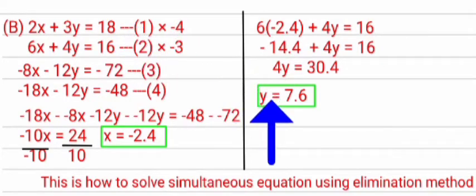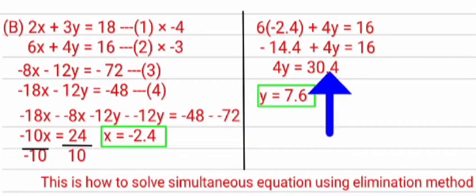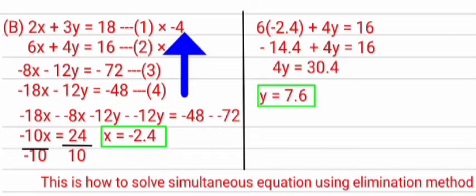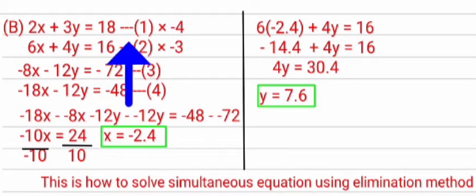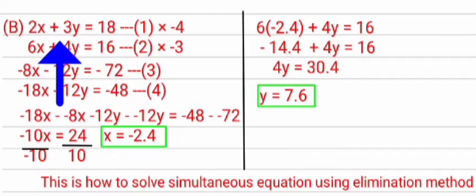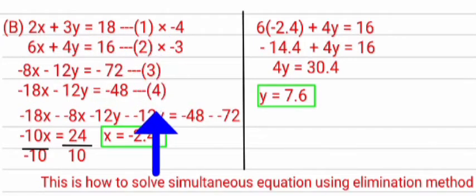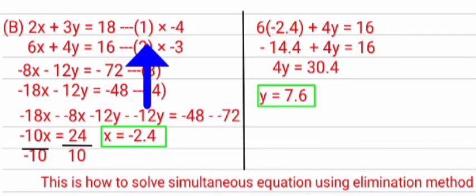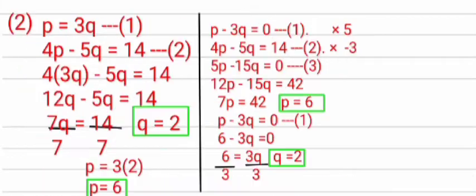It will still work. That is why in some examinations you see "find the value of s and y that will satisfy both equation 1 and equation 2." That means you should solve simultaneously. So it is going to satisfy equation 1 and equation 2 if you substitute it into any of these equations. So this is how to solve simultaneous equations using the elimination method. Let's proceed to other examples.